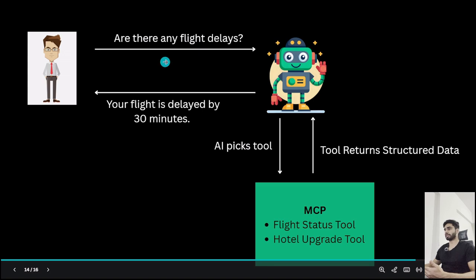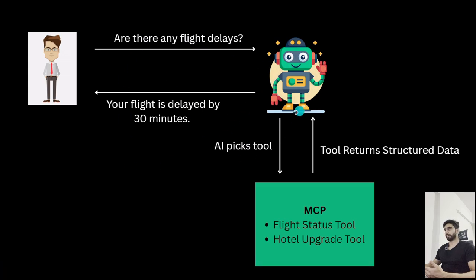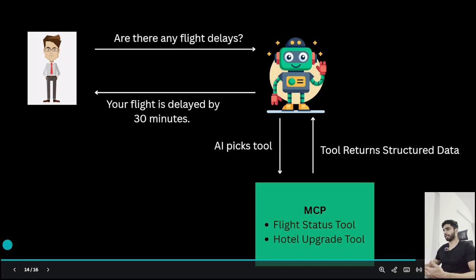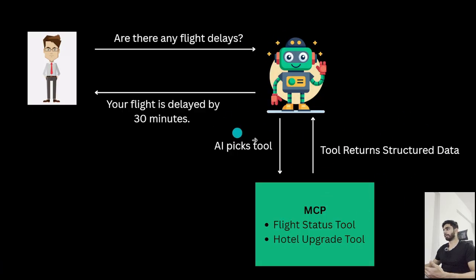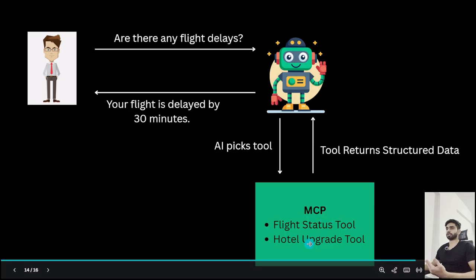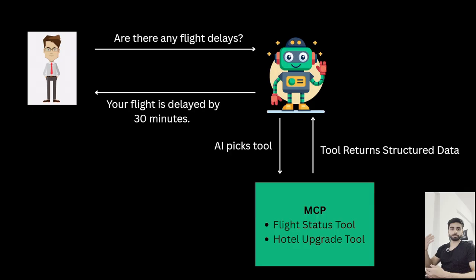So whenever user asks a question, the AI checks the MCP for relevant context, calls the appropriate tool, returns the structured data, and that structured data is beautified by the AI and returned back to the user. So, for example, if user says, is my flight to Paris on time and can I upgrade my hotel? So MCP fetches the flight status, also the hotel options. Then it will reply, your flight is delayed by 30 minutes. Your hotel has available premium rooms and you are eligible to upgrade.